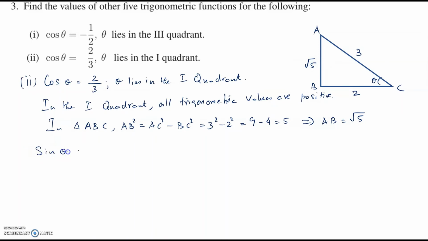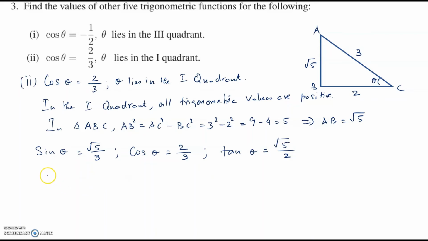So sine theta will be equal to opposite side by hypotenuse. So that is root 5 by 3. We know that all the trigonometric values are positive because it's in the first quadrant. So cos theta would be equal to adjacent side by hypotenuse, which is already given to us as 2 by 3. Similarly, tan theta is equal to opposite side by adjacent side. So that is root 5 divided by 2.